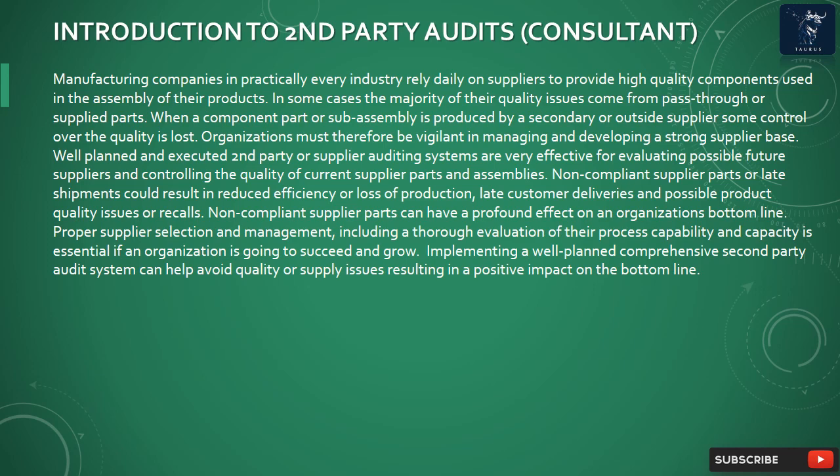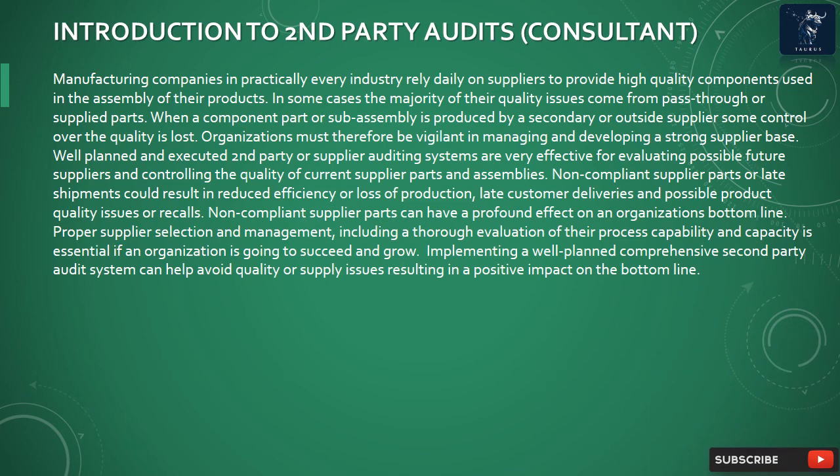Manufacturing companies in practically every industry rely daily on suppliers to provide high-quality components used in the assembly of their products. In some cases, the majority of their quality issues come from pass-through or supplied parts. When a component part or sub-assembly is produced by a secondary or outside supplier, some control over the quality is lost. Organizations must therefore be vigilant in managing and developing a strong supplier base. Well-planned and executed second-party or supplier auditing systems are very effective for evaluating possible future suppliers and controlling the quality of current supplier parts and assemblies.